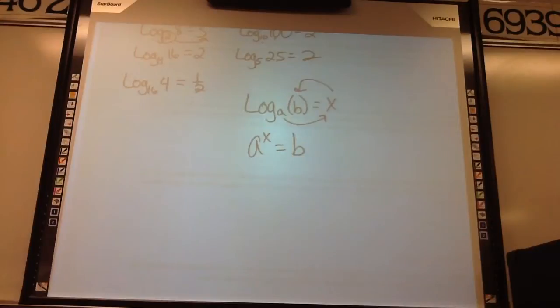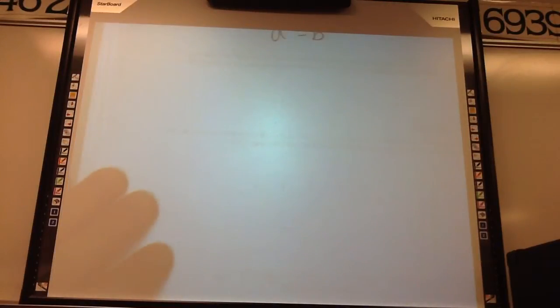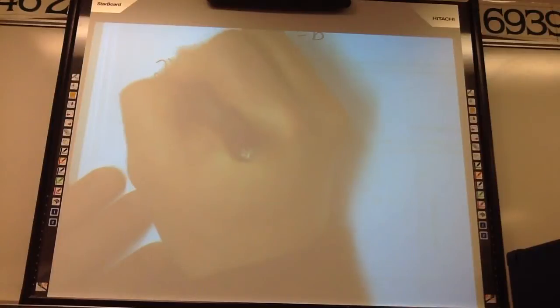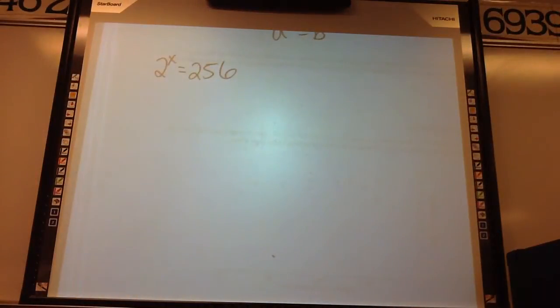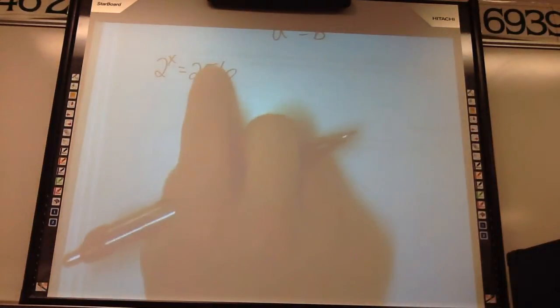So we can use this to solve equations that we could never solve before. Wow. Yes. For example, solve for x. 2 to the x equals 256. So base 2. Well, in order to do that, you have to switch it to log form.